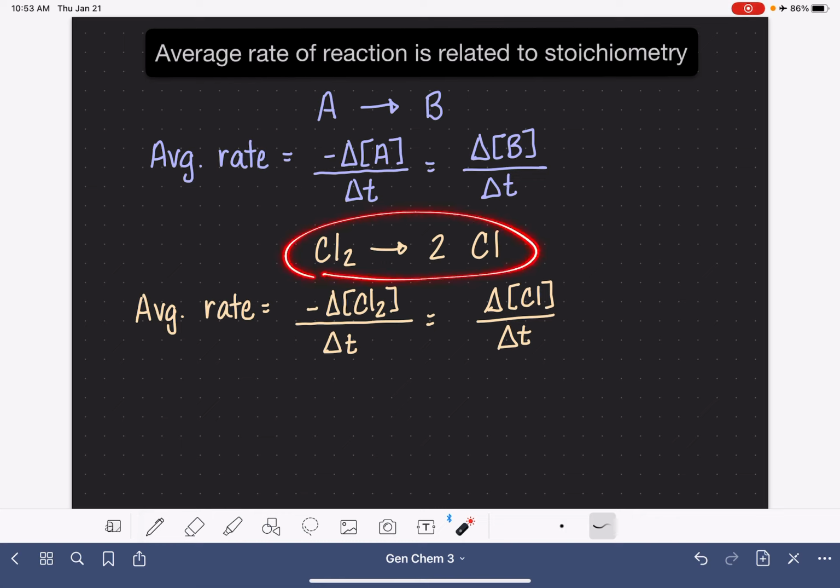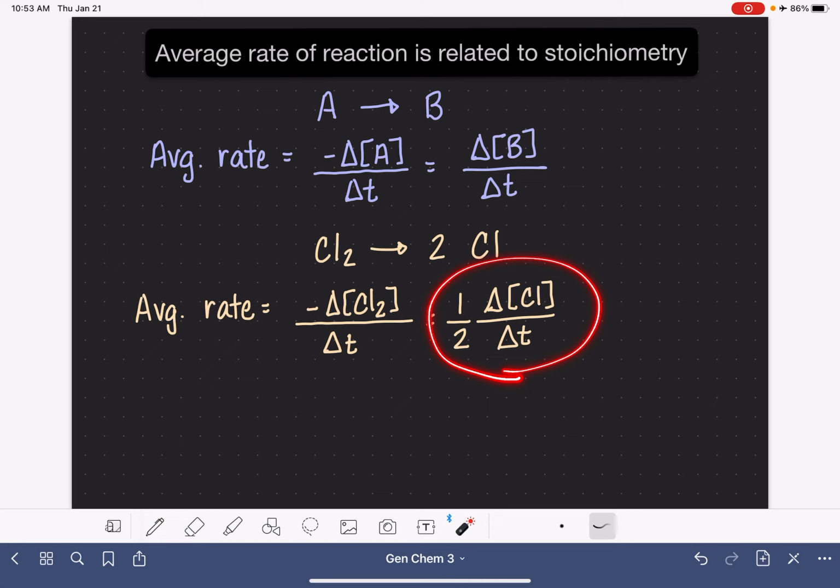Now, this particular reaction is a little bit more complicated than A goes to B because of the stoichiometric coefficient that we have too. This stoichiometric coefficient is telling us that for every 1 Cl2 molecule, 2 chlorine atoms are formed, which means that the concentration of chlorine is increasing 2 times faster than the concentration of Cl2 is decreasing. In order for us to keep these two expressions mathematically equal to each other, we are going to need to divide the Cl term by 2. We're going to need to take into consideration that it's being formed twice as fast as Cl2 is being consumed.